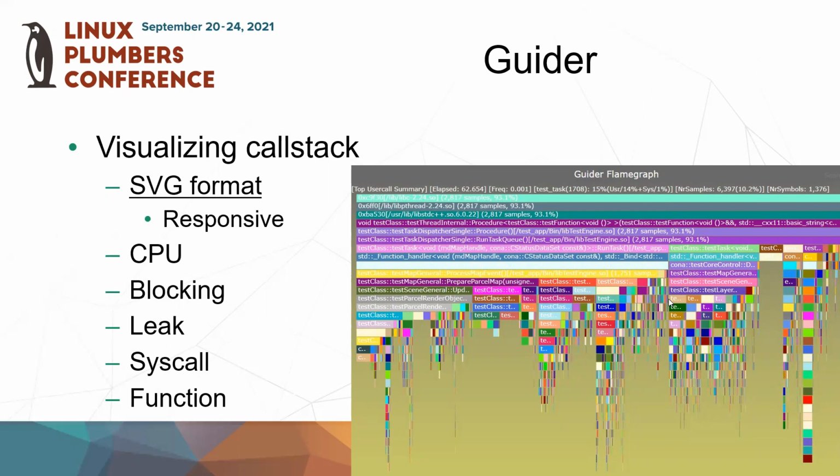Opening the SVG format output in your web browser, highlighting, zooming, and searching specific functions or call stacks are also available using the mouse and keyboard.